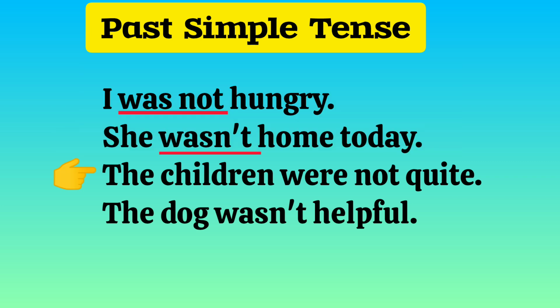The children were not quiet. The children is a plural, that means they are they. Were not. I have used were not. The dog wasn't playful. The dog is it, so we use wasn't. And wasn't is a contraction form of was not.